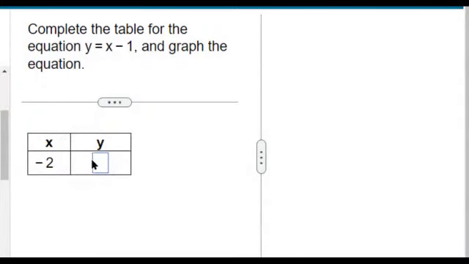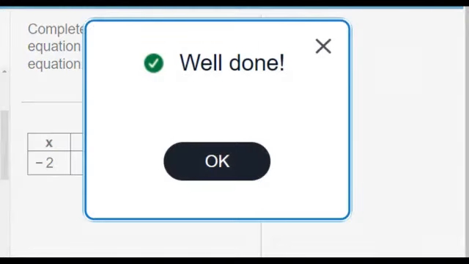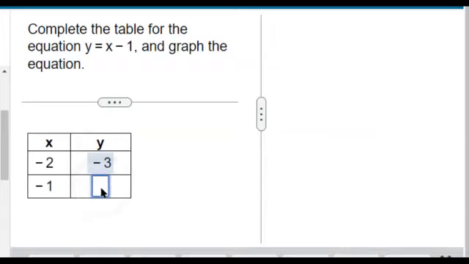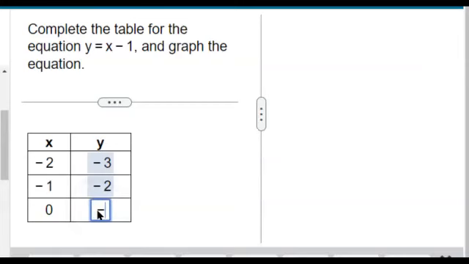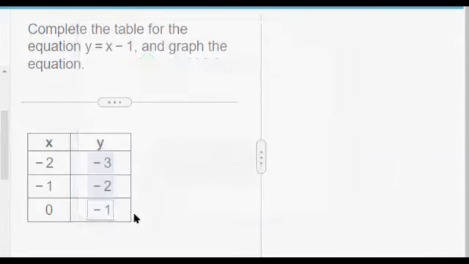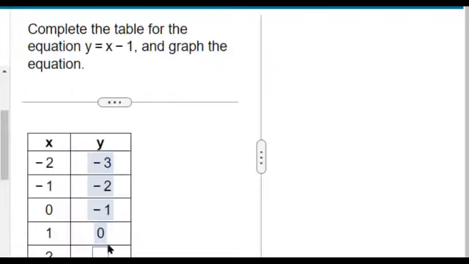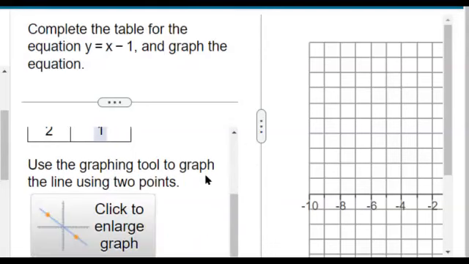So we would have -3 and then -2 and then -1 and then 0 and then 1. And then they want me to graph it.